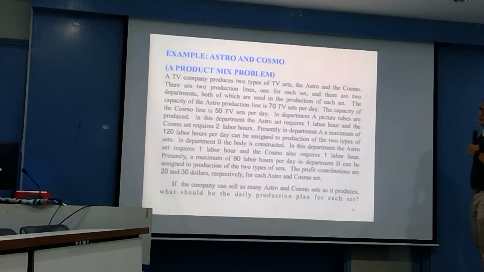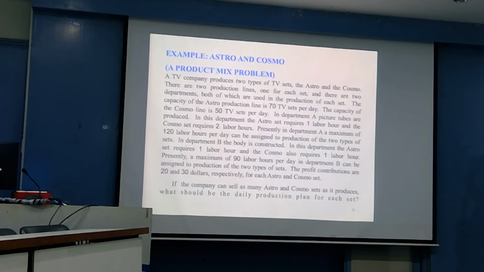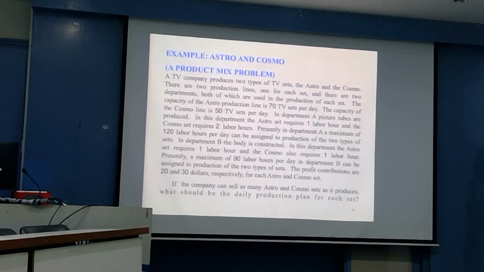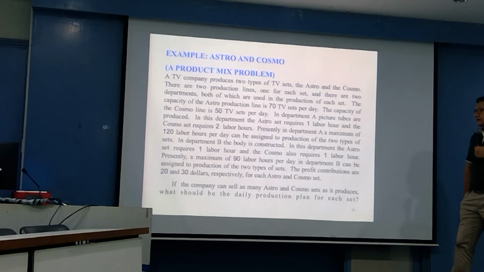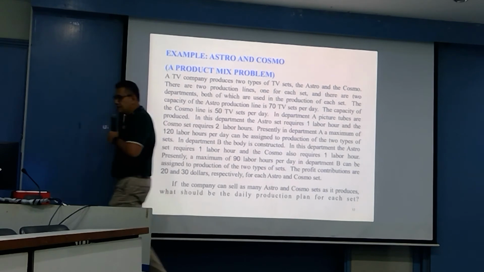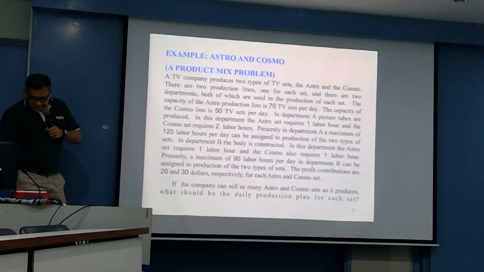For department B, it's about the body of the TV. In this department, one Astro set requires 1 labor hour, and one Cosmo set also requires 1 labor hour as well. And they have available 90 labor hours for department B. The unit profit for Astro is $20, and unit profit for Cosmo is $30. For sure the company would like to know how many Astro and Cosmo TV sets they have to produce in order to have the maximum profit.